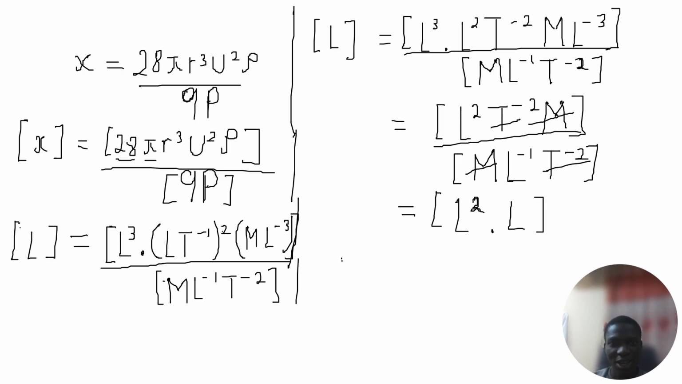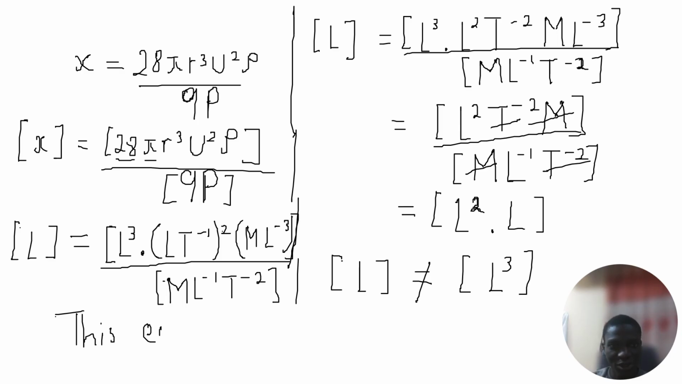So, you can now see that the dimension of this will give us L raised to the power 3. Since they are not equal, this equation is not valid. It's not valid because it's not dimensionally consistent.